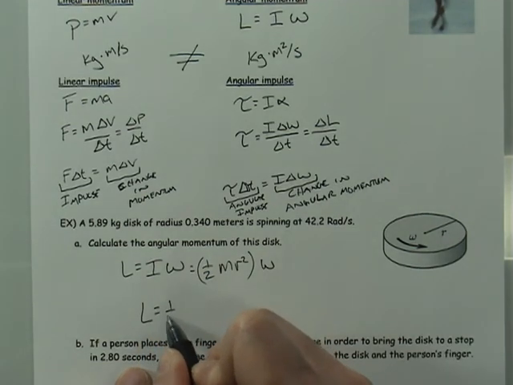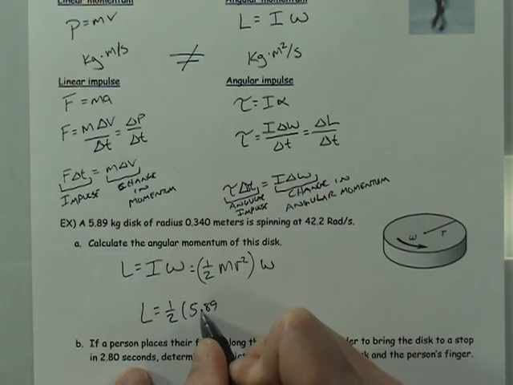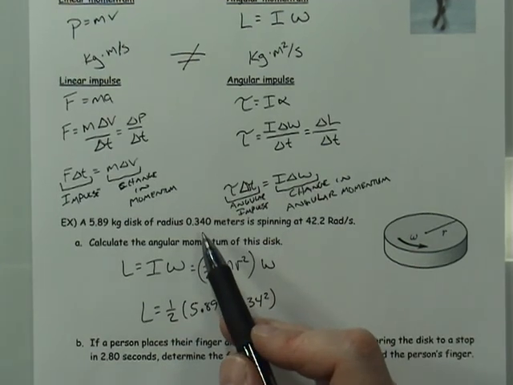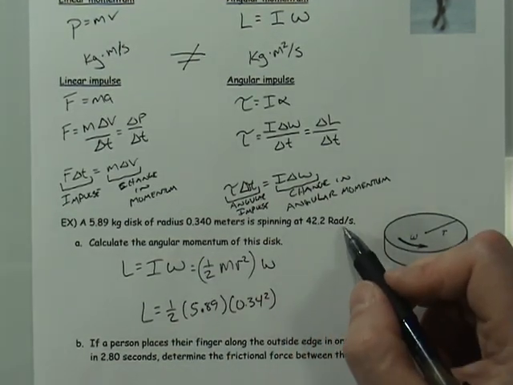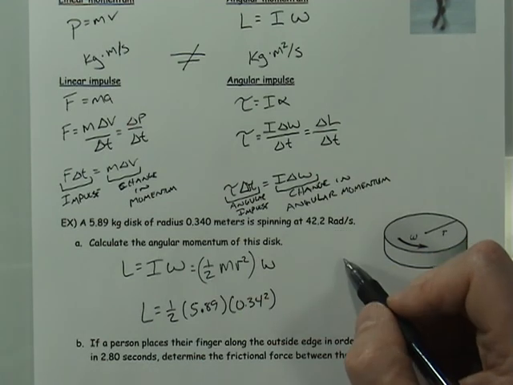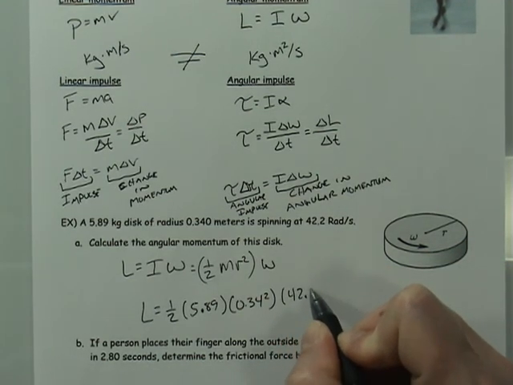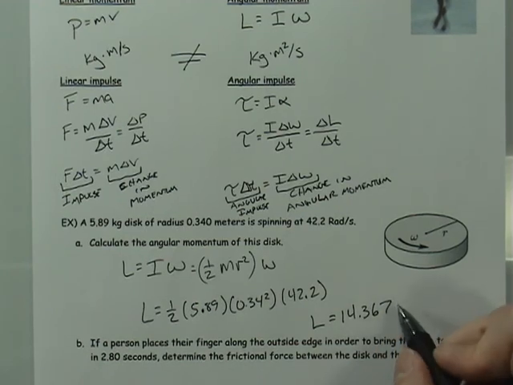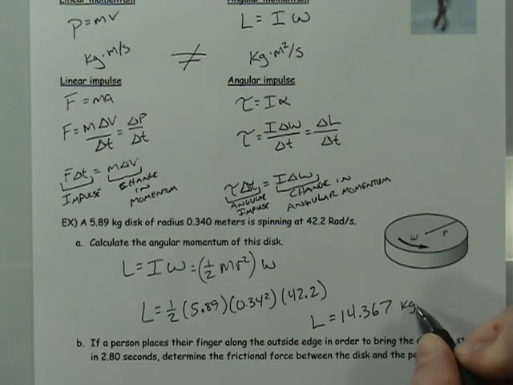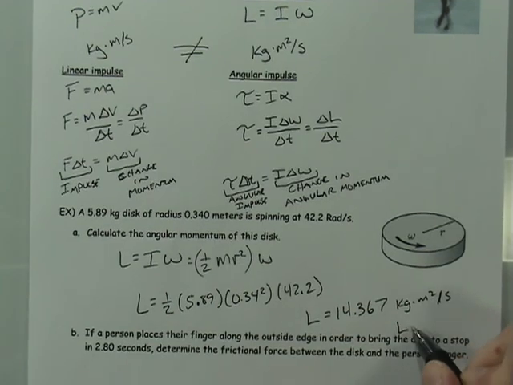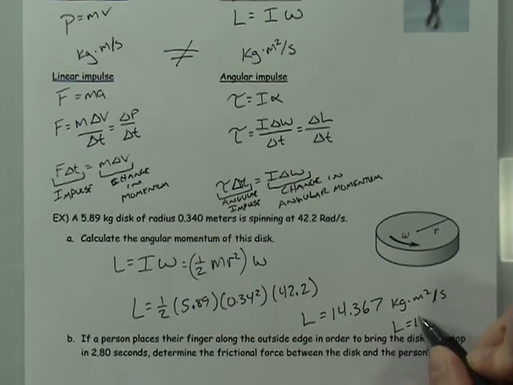So therefore L would be equal to 1/2 times 5.89 times 0.34 squared, that's the radius of the disk, and then multiplied by the angular speed, which is in the correct units. Be careful, remember, a lot of times you may be given rotational motion in terms of revolutions per minute, and that needs to be translated into radians per second. In this case, it's already done for us. 42 to get an L of 14.367, and that would be kilogram meters squared per second. If we finish by reducing the number of sig figs, we would end up with 14.4 kilogram meters squared per second.